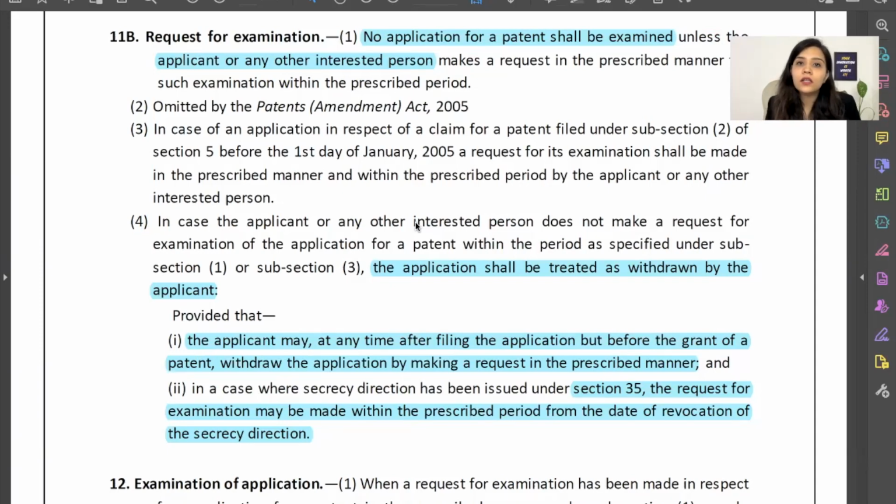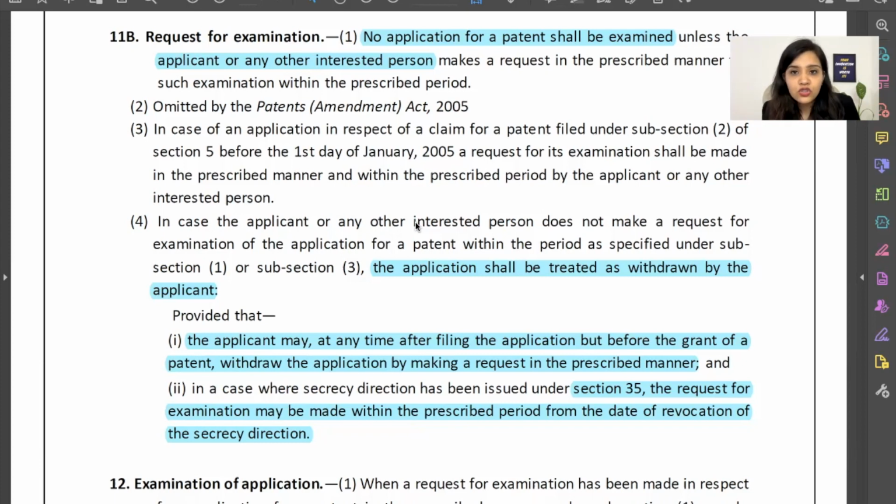Now, who is any other interested person? In section 2(1)(t), we have the definition of person interested, and person interested means persons who are working in the same field. So we should know that the Patent Act has a definition of person interested, and that definition is in section 2(1)(t).